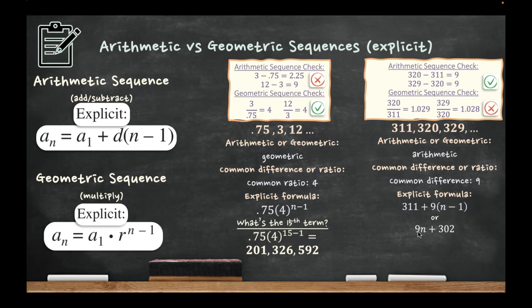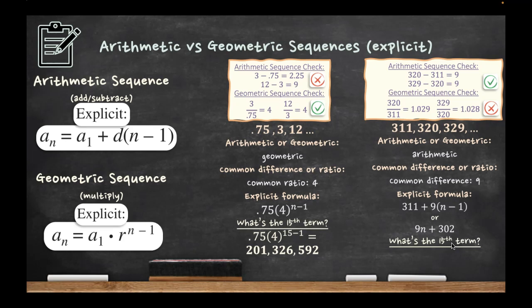Now the other question is like, man, how do you know that the y-intercept is 302 and not 311? You can distribute this 9 throughout, and once you simplify it, you should be able to get 302. Worst case scenario, you can plug in 1 for your first term, and you should get 311. You should plug in 2 for your second term, you should get 320, and so forth.